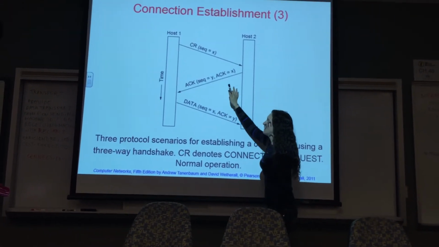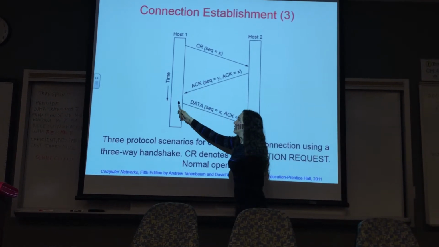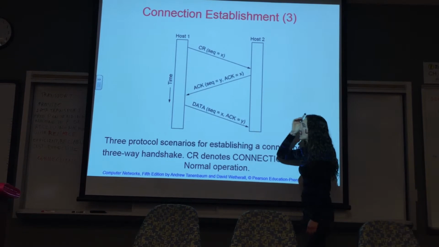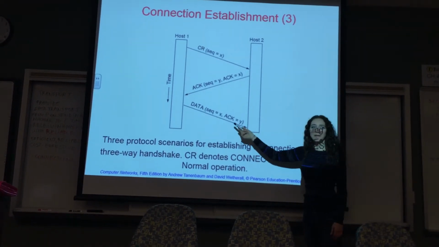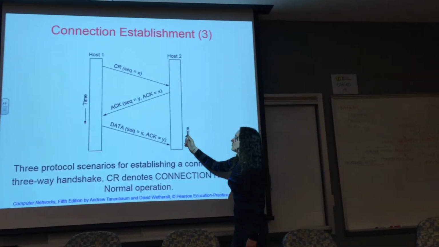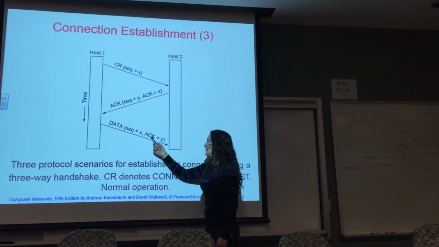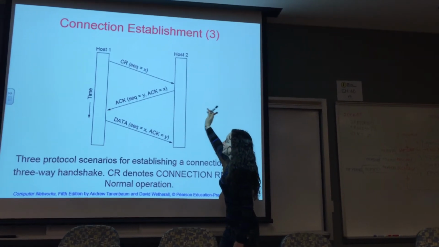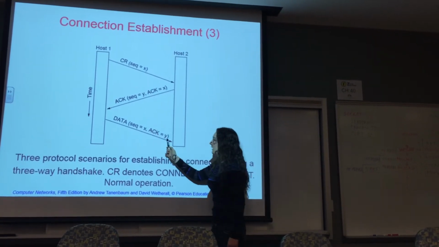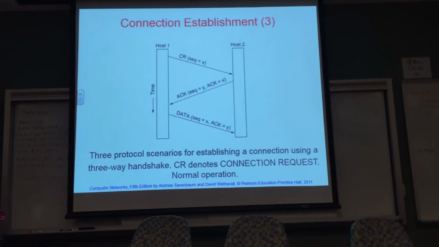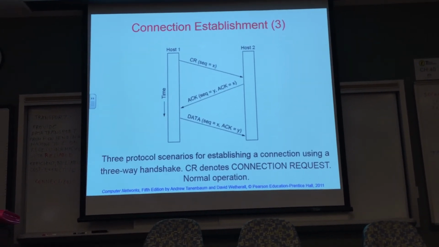Once this is done, now the sender or the browser can start sending data. And in the first data segment that it sends, it acknowledges the server's sequence number. So it says, you will be tracking this segment starting at number Y, and I acknowledge that. So the next thing I expect from you will be Y plus 1.